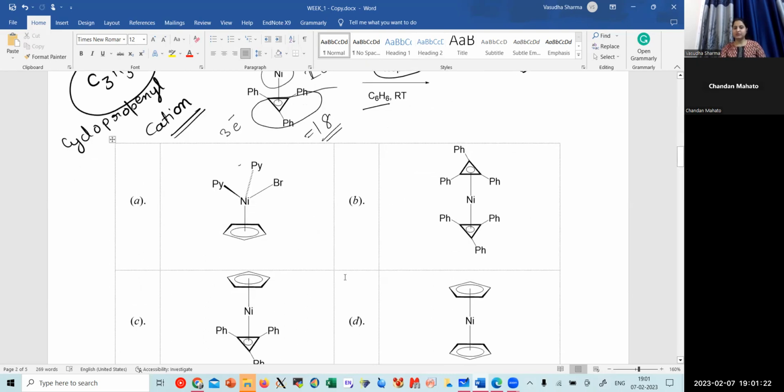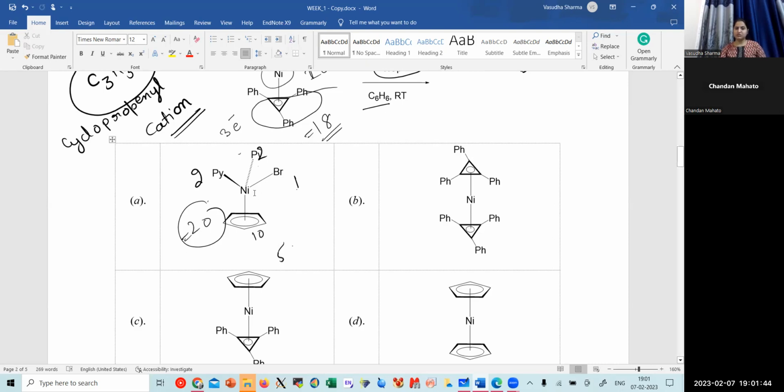So you can cross-calculate the total valence electrons in this also. For example, if I take this particular example, pyridine is 2 electrons, this is 2, this is 1, and Cp is 5, and this is 10. Now 2 plus 2 plus 1 is 5, 5 plus 5 is 10, and 10 plus 10 is 20. So this can't be the option because it is making a 20-electron species, right?